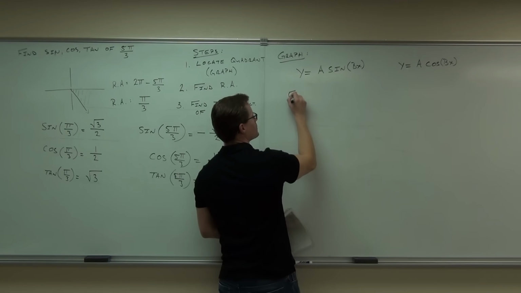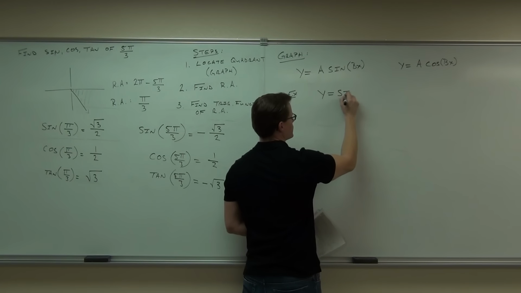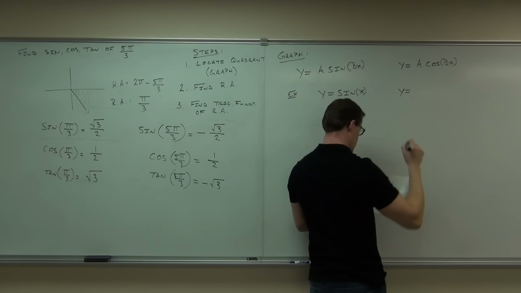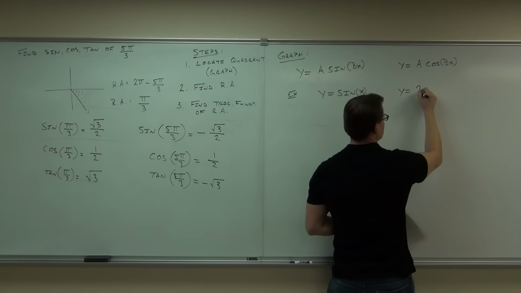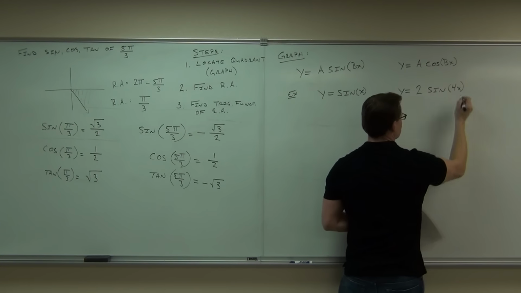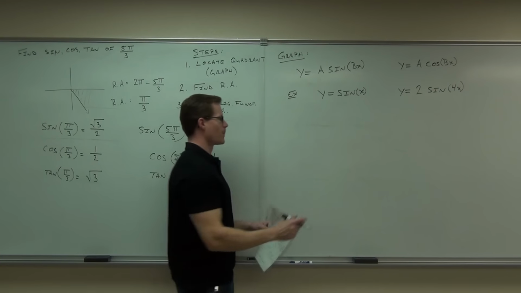So for instance, our examples for this. I'm going to graph y equals sine x, just our standard sine curve, and y equals 2 sine of 4x. And we're going to see the difference between these two graphs.